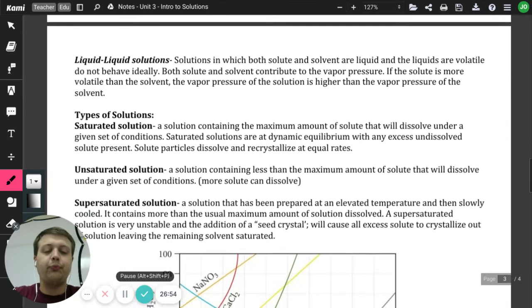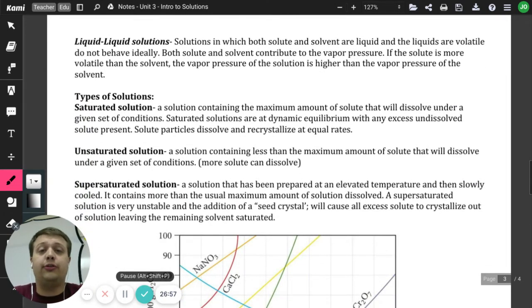All right. Okay. Now, liquid to liquid solutions. Remember, this is when we talked about miscible and immiscible. If I'm talking about a liquid to liquid solution, these are solutions in which I've got a solute and a solvent where they are both liquids, right? So both liquids are acting as the solute and the solvent, and those liquids are volatile but do not behave ideally. They are both going to be contributing to our vapor pressure. So you've got equal amounts of both of those. They're acting both as a solute and a solvent. Both are actually going to be contributing to that vapor pressure.